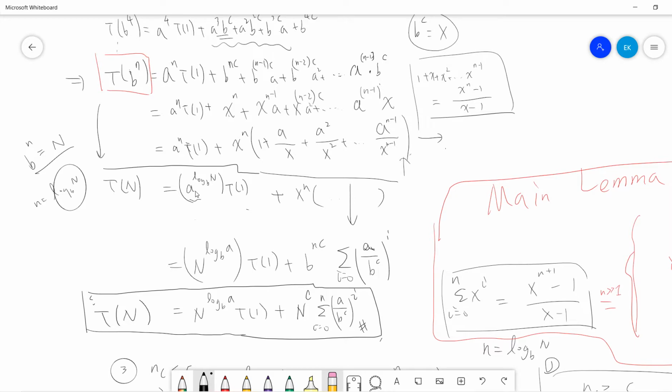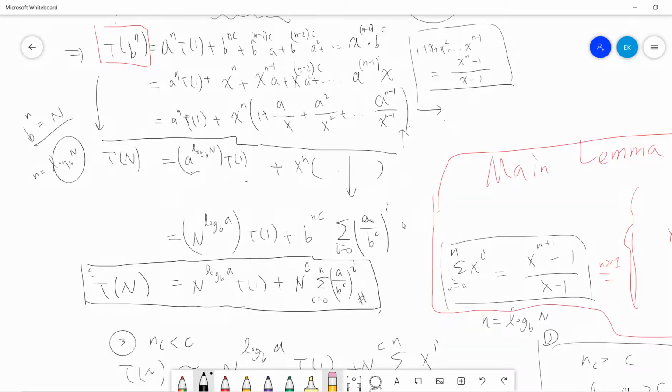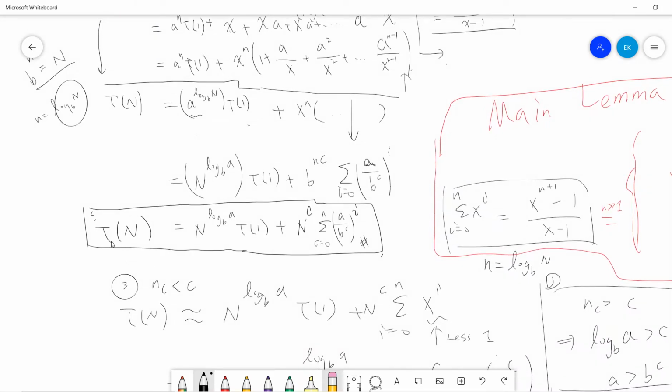And this a to the log base b of N can shift N and a. We got this T of 1 plus, x is b to the c over a, this. So combine all of it, the final result will be T of capital N to the log base b of a, T of 1 plus N to the c, a divided by b to the c to the power i, from 0 to n. Okay, so this is our result.